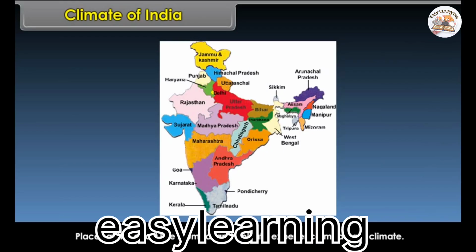Places at the coast like Mumbai and Kolkata experience moderate climate. Mawsynram in Meghalaya receives the world's highest rainfall. On the other hand, it might not rain at all in Jaisalmer in Rajasthan in a particular year.